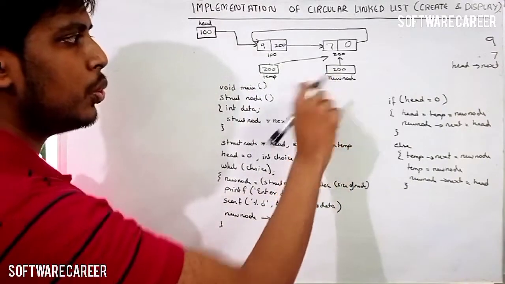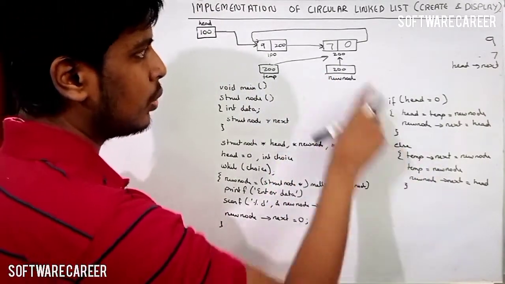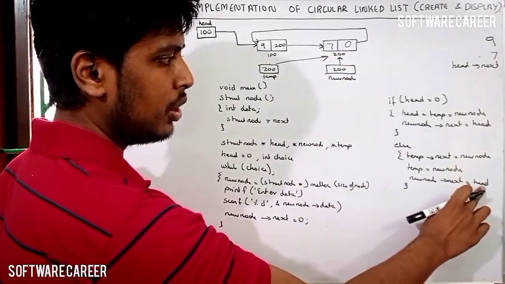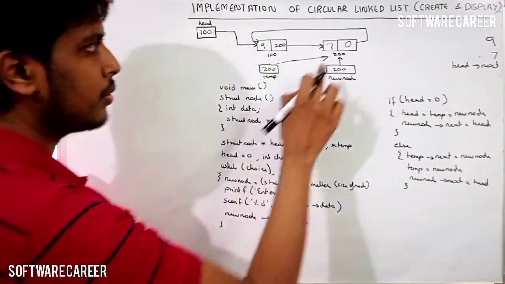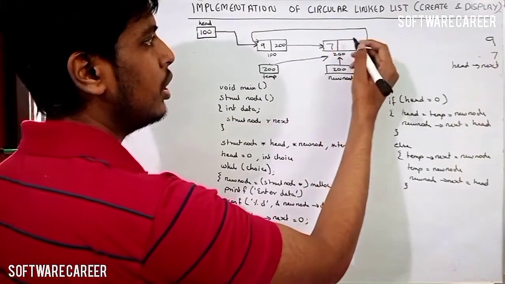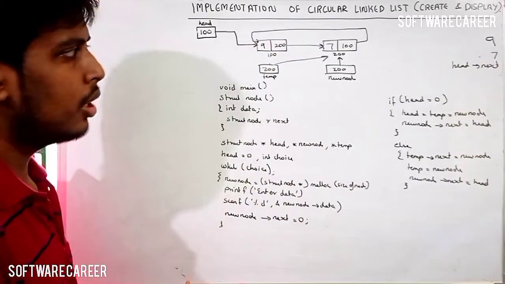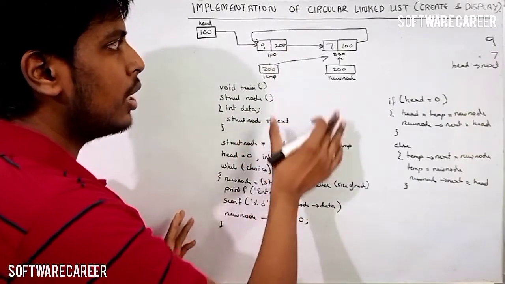Now what is new node? 200. 200's next is what? This place, the pointer place. In this pointer place, I should store the address of head. Head is 100. So I'll store 100 here. Now it creates a link, a circular link. This is how you should create a circular linked list.